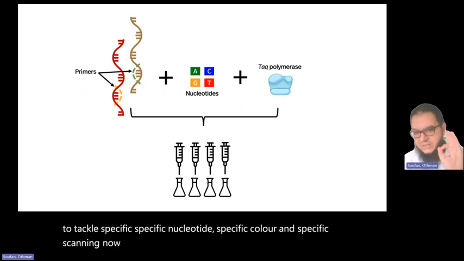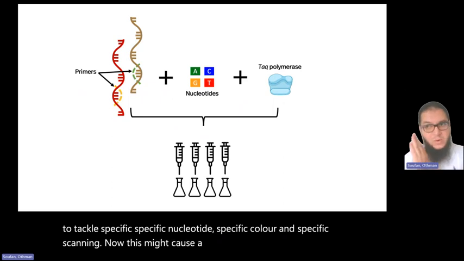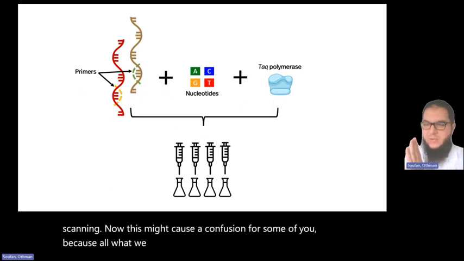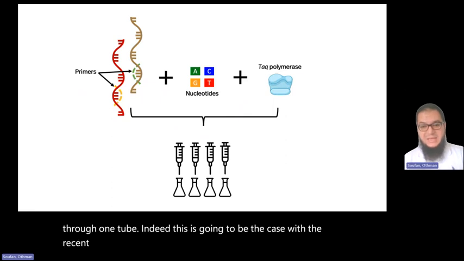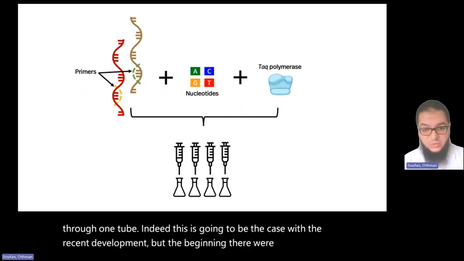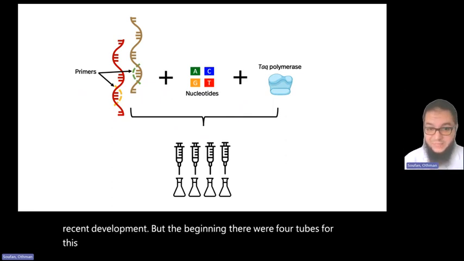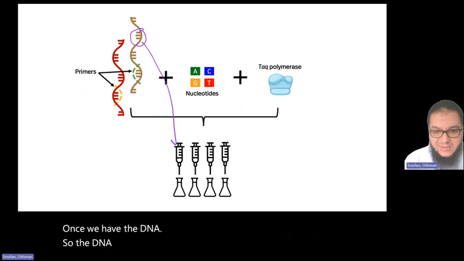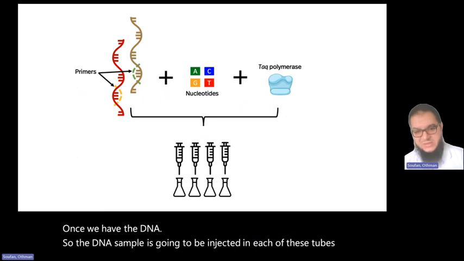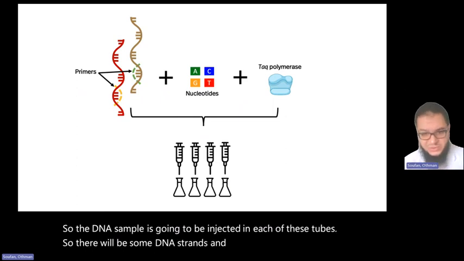Now this might cause confusion for some of you, because all we discussed earlier is, oh, we can handle this through 1 tube. Indeed, this is going to be the case with the recent development, but at the beginning, there were 4 tubes for this experiment. Once we have the DNA, the DNA sample is going to be injected in each of these tubes. So there will be some DNA strands, and they will be common between these tubes.